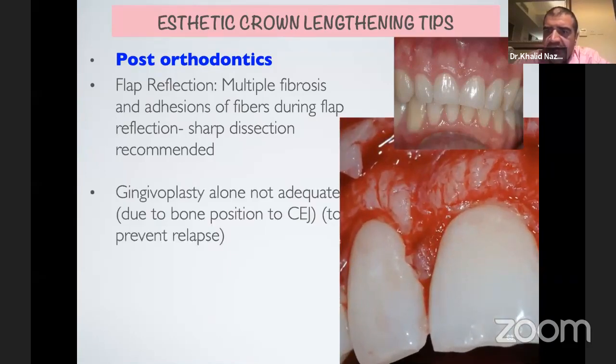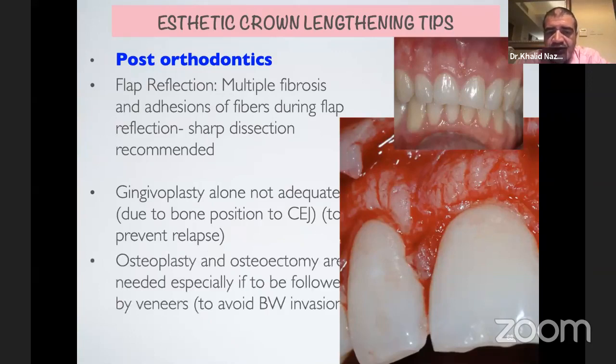And again, look at that. Because of the intrusion, the cement to enamel junction is just there on the bone. So imagine that this patient might get a veneer later on. You would just be putting that veneer on bone and you would end up with a lot of inflammation. So that's why bone adjustment, osteoplasty, and osteotomy are important.